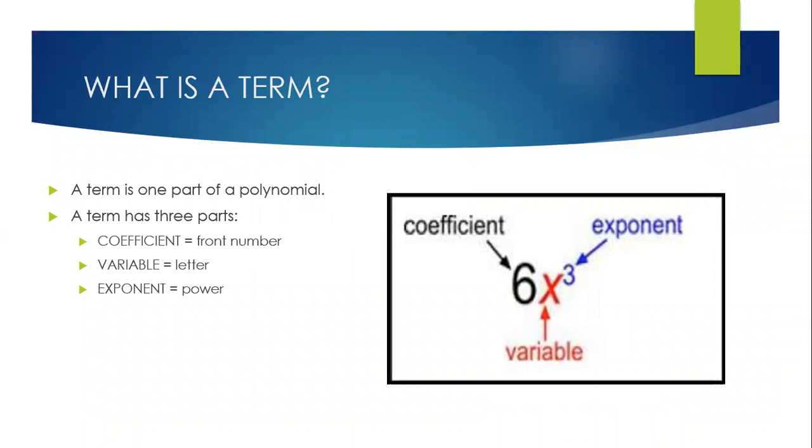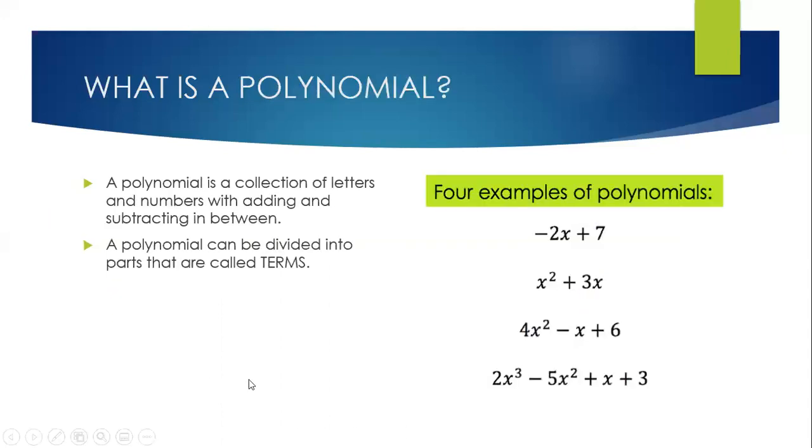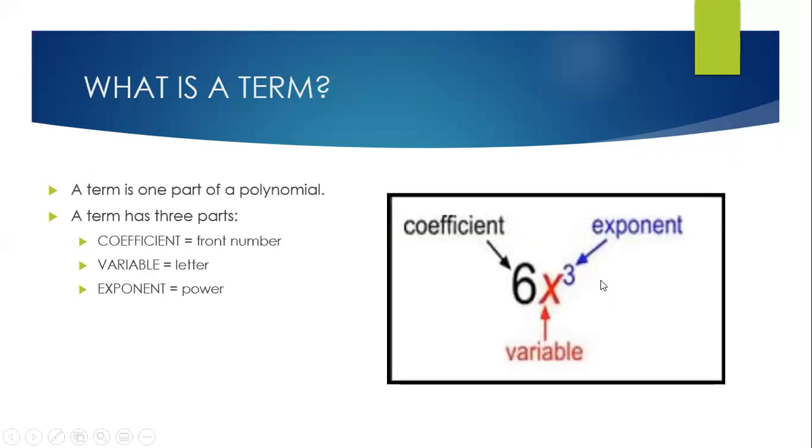A term is one part of a polynomial. A polynomial can be split into parts called terms, right? So this is a term, and that's a term. But then a term can be split into parts as well. So you have the coefficient, which is the number out in front, a variable, which is a letter, and an exponent, which is a power. That's what we call an exponent.